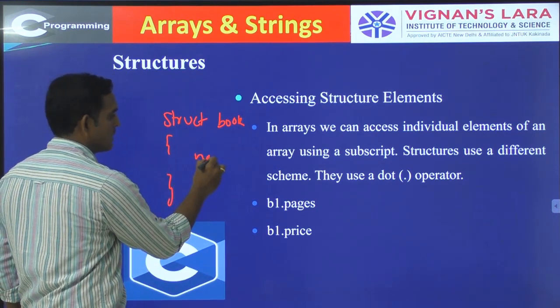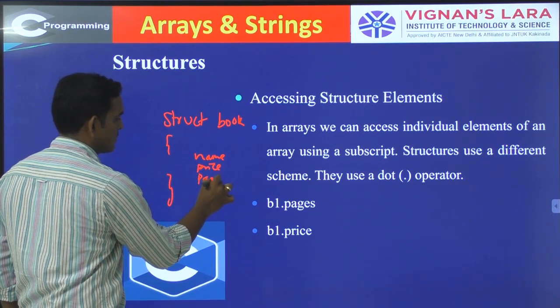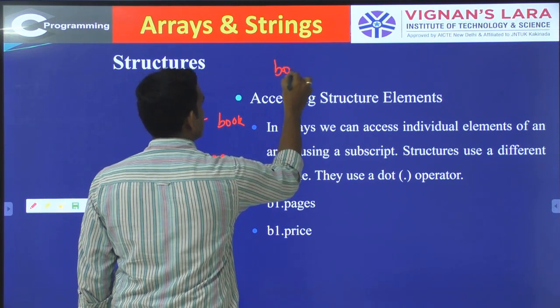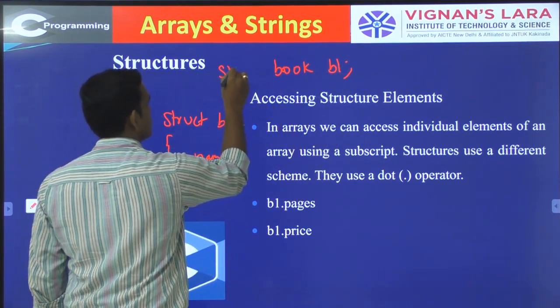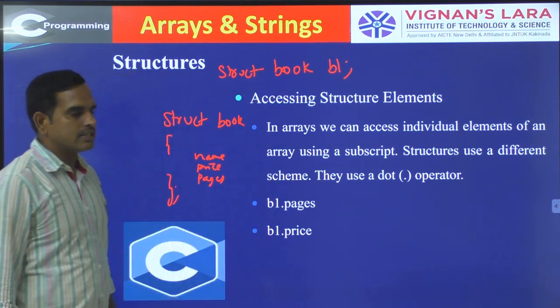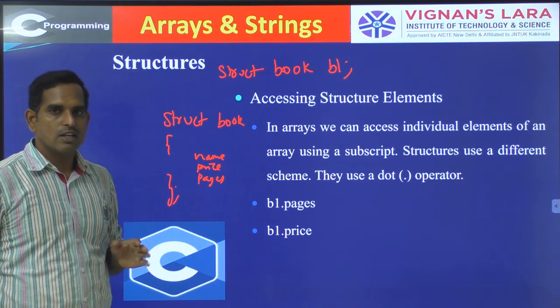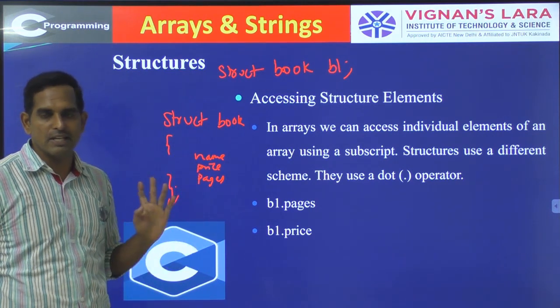Inside the book you have name, price and pages. So that will be your structure. After creating the structure, if I create the variable book b1, as I told you, b1 will have its own name, price and pages. If I have another, b2 will have its own name, price and pages.